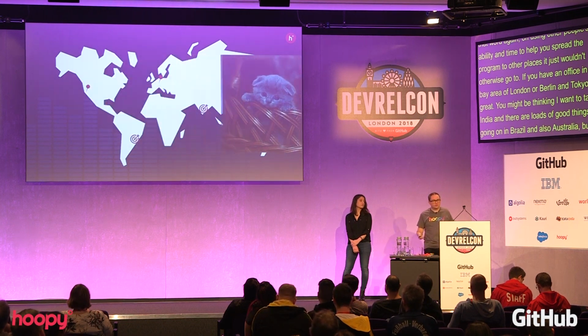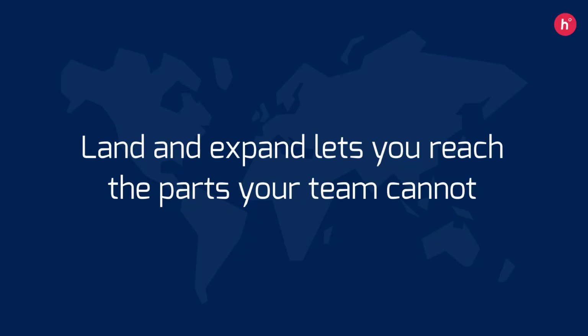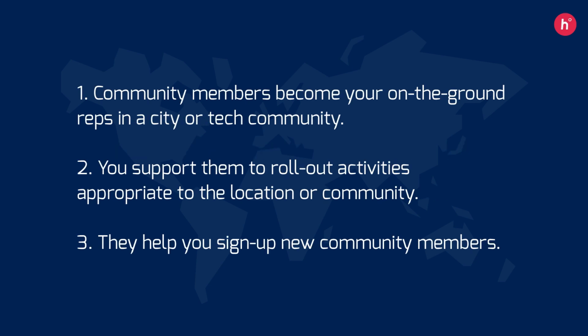So, you know, you're sad about that. So what are you going to do? As the beer advert used to say, land and expand lets you reach the parts that other programs cannot. So basically, this is about your community members becoming your on-the-ground reps in a particular city or tech community. You give them a program, you give them a framework, you give them everything they need to roll out the activities that are appropriate to your program, appropriate to your community, but they become the people on the ground who do it with your support.